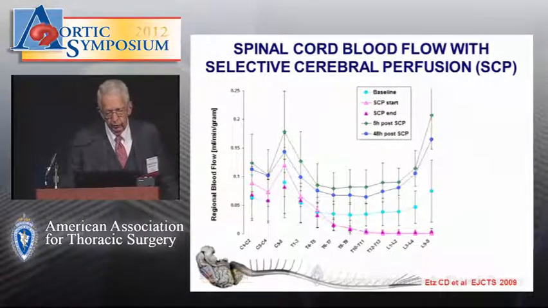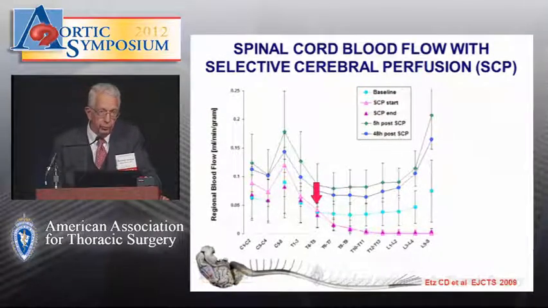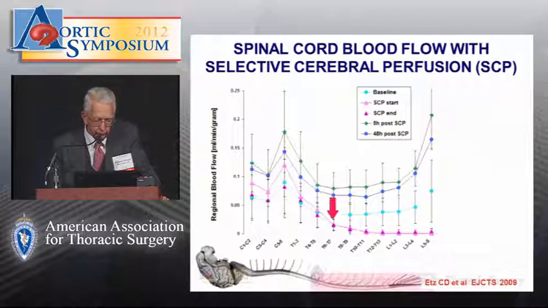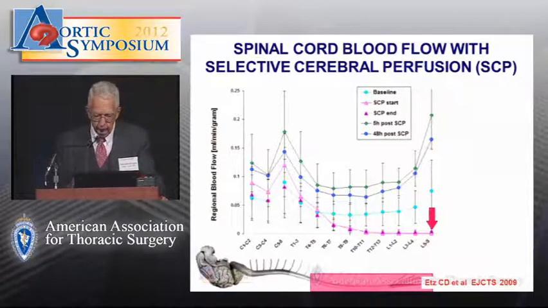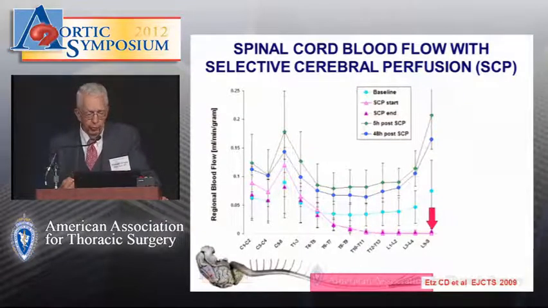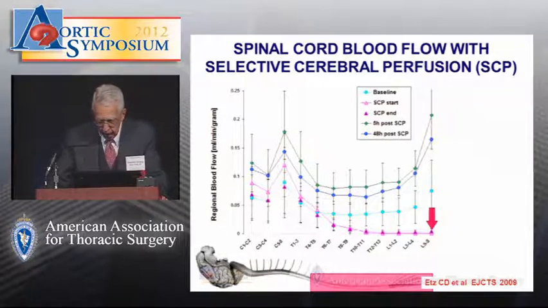Now, this slide I'm just showing you basically to demonstrate these are blood flow studies done in the pig during selective cerebral perfusion. And what's important is that in selective cerebral perfusion, like is probably undoubtedly true during simple aortic cross-clamping, there is no cord perfusion below about T10 or so. So that part of the spinal cord is basically completely ischemic during selective cerebral perfusion.